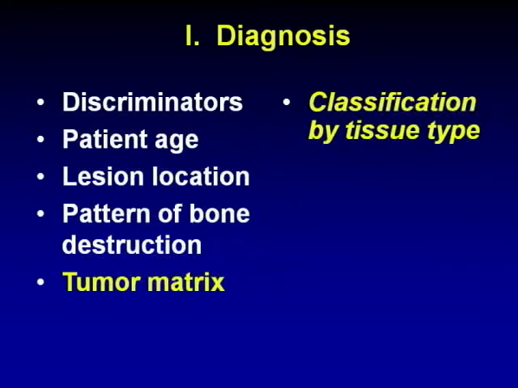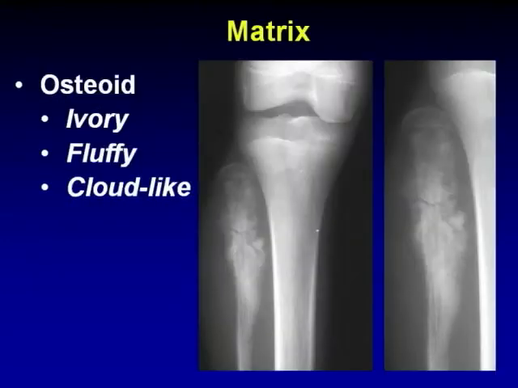So, patient age, lesion location, pattern of bone destruction, tumor matrix. Why? Because this can help us classify a lesion by tissue type. For example, if we see a matrix that looks osteoid, commonly described as ivory or fluffy or cloud-like, like we see here, we'll think about osteosarcoma, which was present in this case.